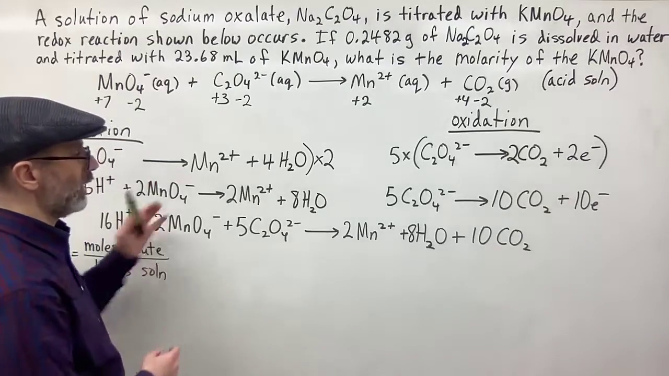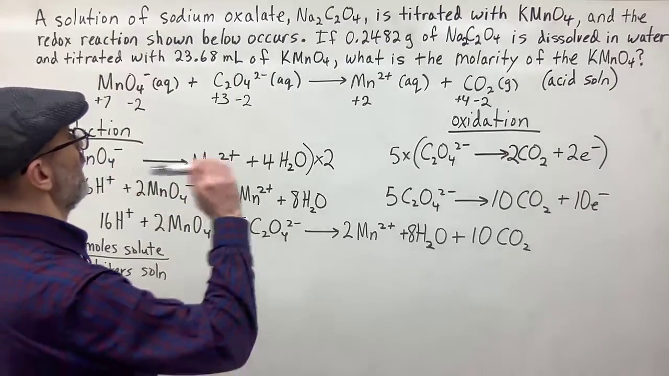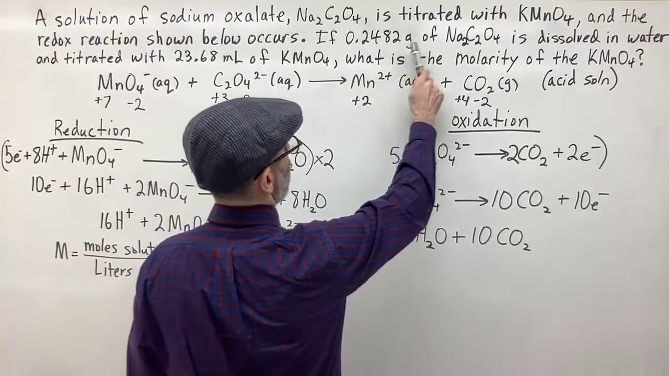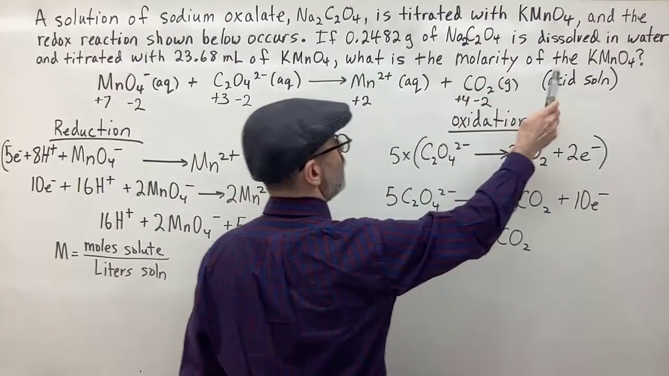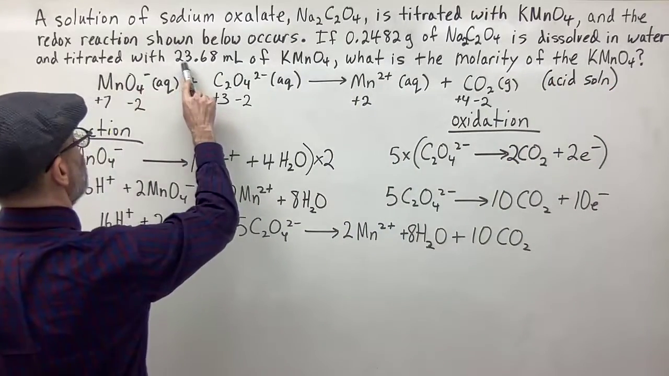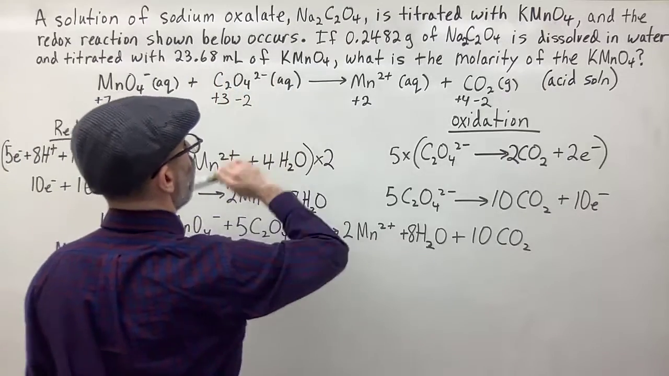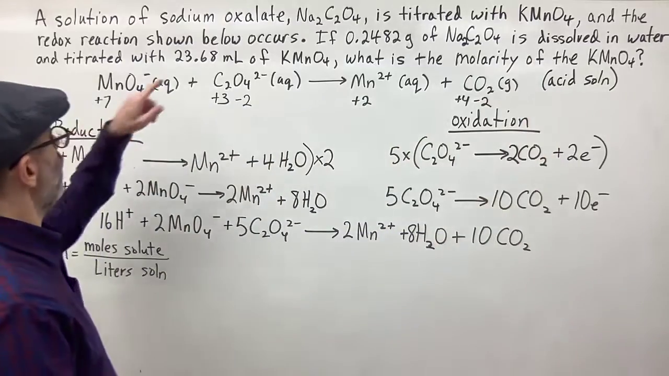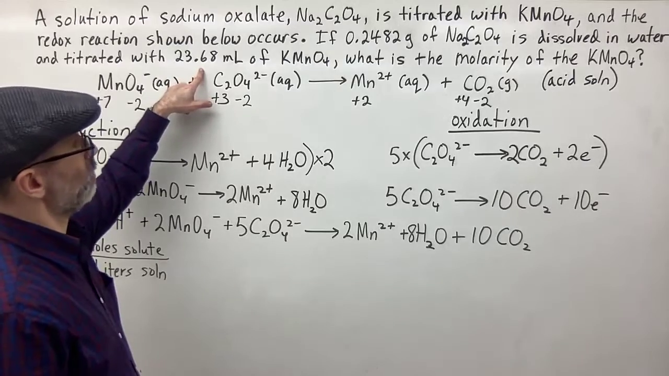So now that I have my balanced equation, now we can go to the information. So they said that if 0.2482 grams of the sodium oxalate is dissolved in water and then is titrated with 23.68 milliliters of KMnO4, what is the molarity of the KMnO4? So we know the liters or the milliliters of the KMnO4.